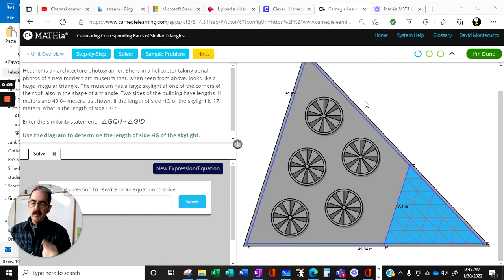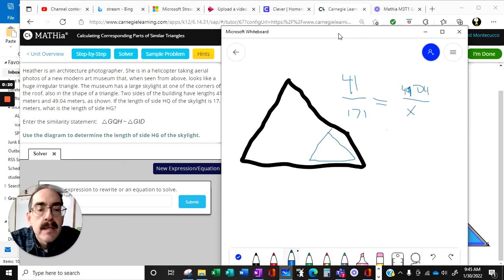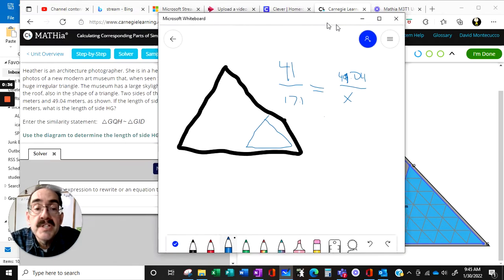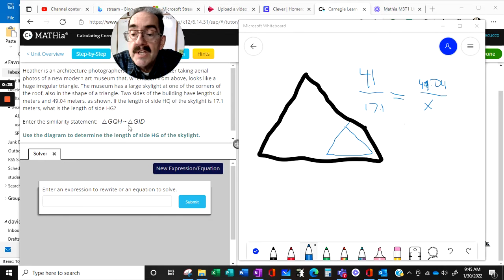It's Monty, it's Shadle Park, it's geometry, and here we are in Mathia, Semester 2, Module 3, Topic 1, Unit 2, and we got interrupted in that last video, and we're on this triangle here. So we have the big triangle, and we're trying to find the corresponding parts of the little triangle. We have this big side, 41, to the little side, 17.1. The big side here, 49.04, goes to this one right here, and then we call that X. So we had just clicked on our solver tool, so we just got to type that in.